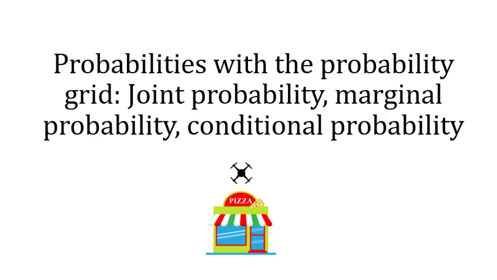Hi, this is Guillermo Campitelli, and in this video I'm going to talk about joint probability, marginal probability and conditional probability using a probability grid. This probability grid combines a traditional table with components of the drone delivery metaphor that we've been seeing in the previous videos.